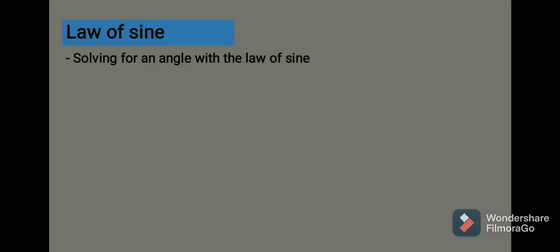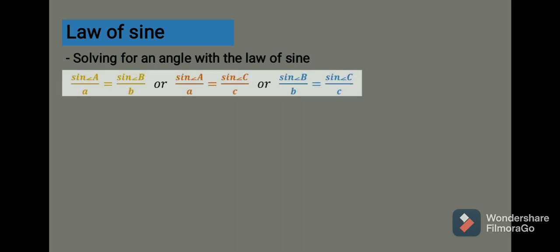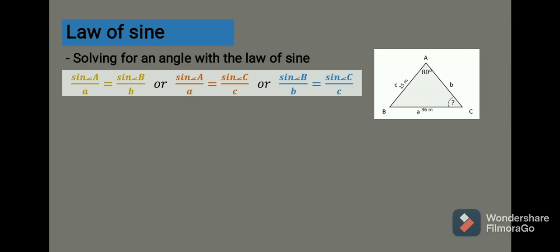Solving for an angle with the law of sines. In solving for an angle with the law of sines, we can only use 2 ratios for the solution, like this: sine of angle A over A is equal to the sine of angle B over B, or sine of angle A over A is equal to the sine of angle C over C. It can also be sine of angle B over B is equal to the sine of angle C over C. It depends on the given and on how we label A, B, and C. We can use this formula if we want to know the measurement of the missing angle where the given is 2 sides and 1 angle, just like the triangle on the right side.